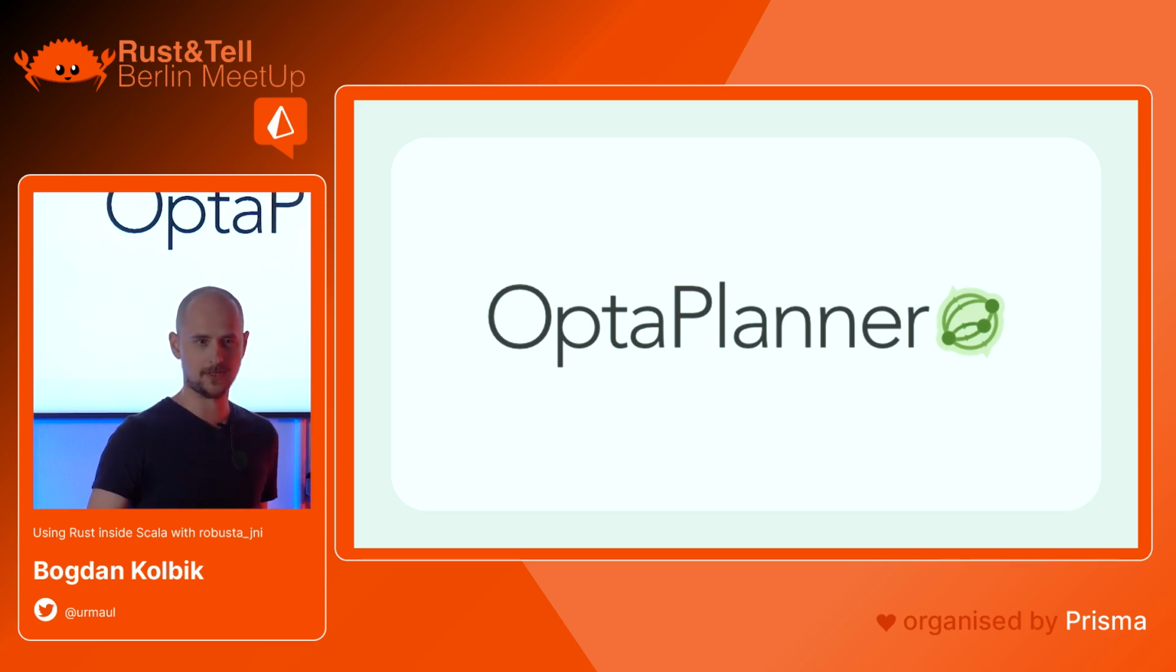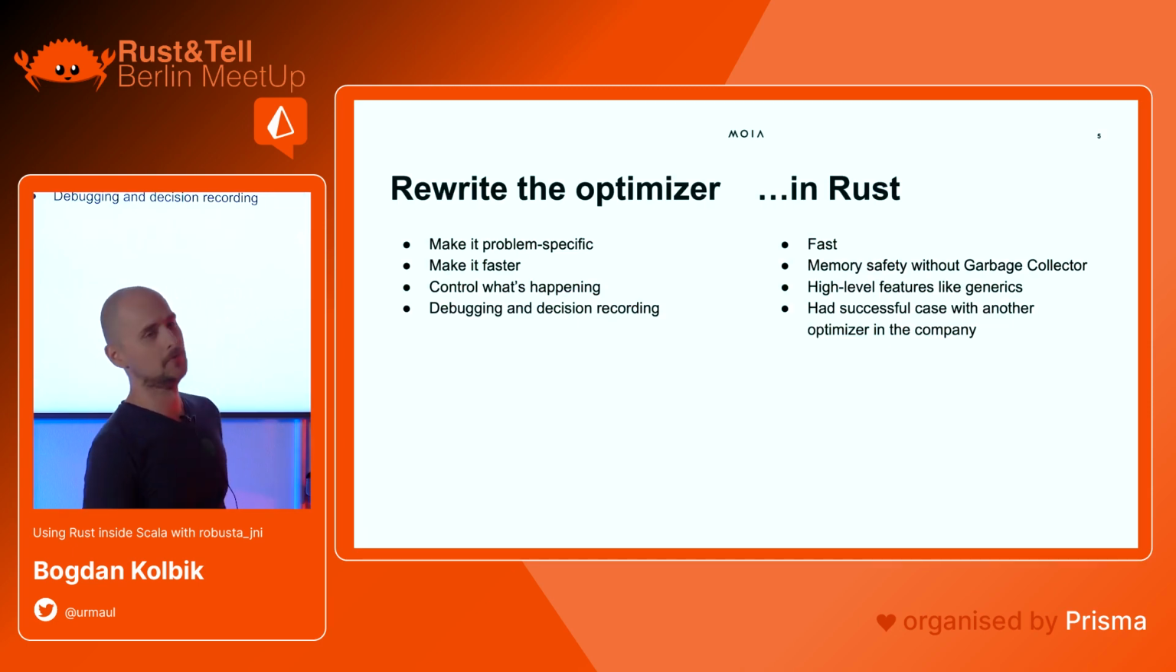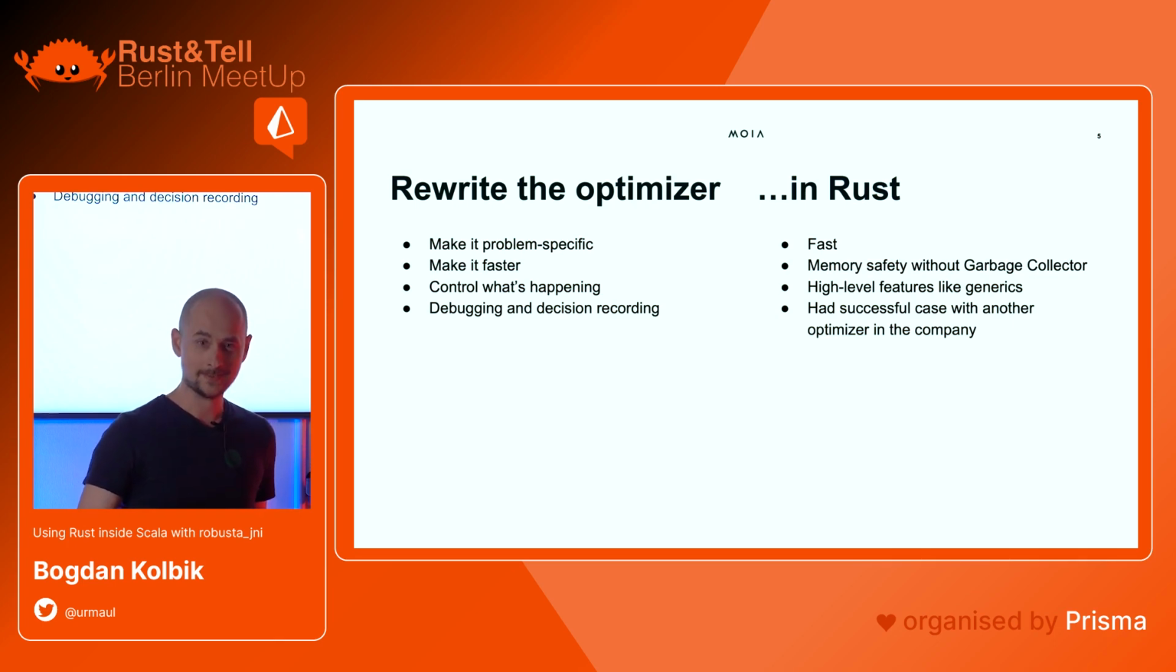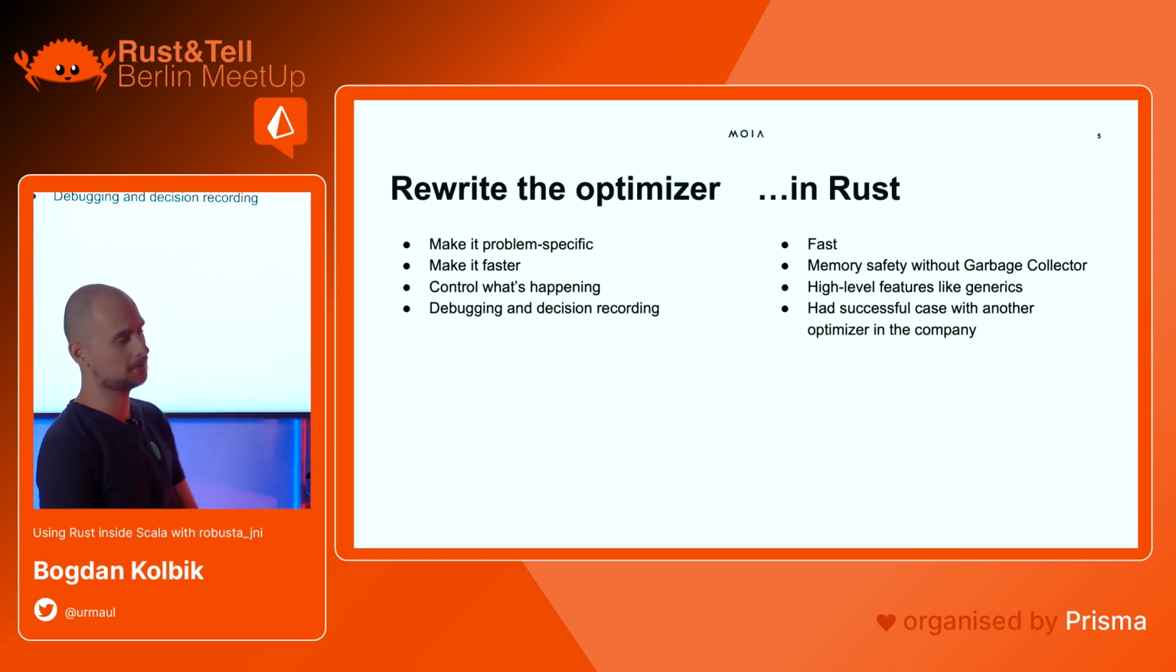Later, this Optaplanner became a problem because it's one black box. We just throw a problem into it, and it gives us some solution. We cannot tweak which solution, how to find it, and we cannot have some problem-specific features, and we have to agree with the speed it provides. So later, we wanted to rewrite our optimizer, and we wanted to do it in Rust. So we wanted to rewrite the optimizer to have something problem-specific.